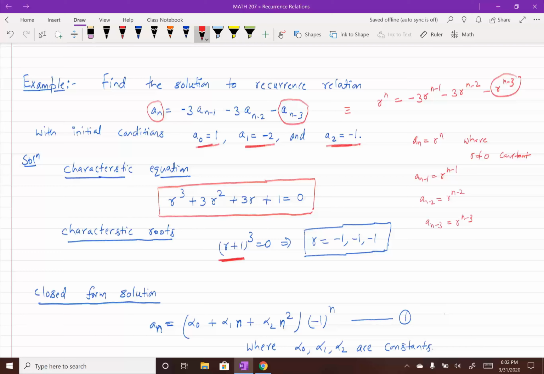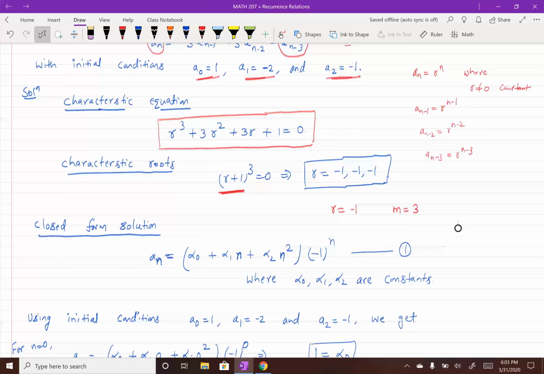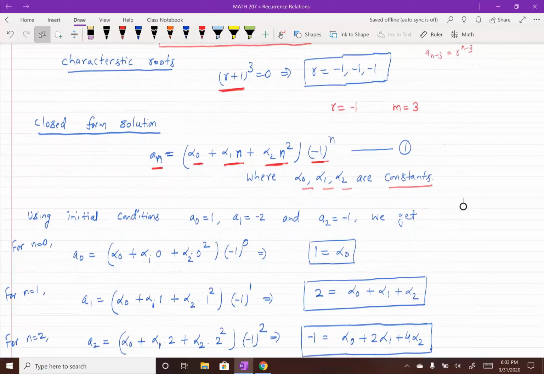So they are equal to minus 1, minus 1 and minus 1. So in another way you can say the root r equal to minus 1 is going to have a multiplicity equal to 3. Okay, now we can apply our generalized theorem in the case when you have characteristic roots which are not distinct. So my closed form of the solution a of n can be written as alpha 0 plus alpha 1 times n plus alpha 2 times n square, multiplied with r to the power n, and r in this case is going to be equal to minus 1, so minus 1 to the power n, where alpha 0, alpha 1 and alpha 2 are three constants here which we can determine based on our three initial conditions.